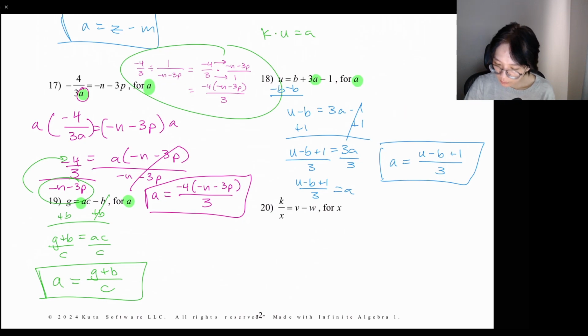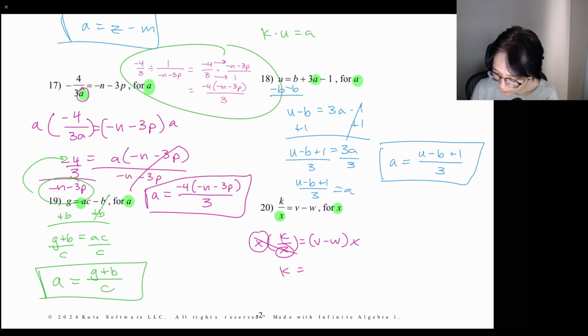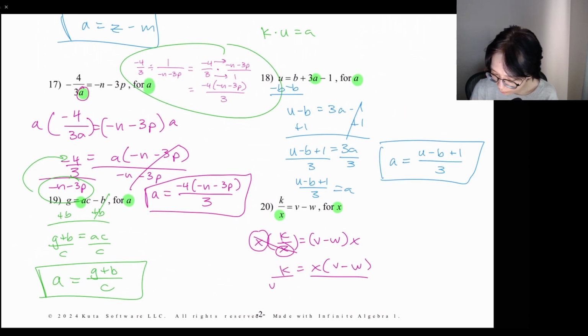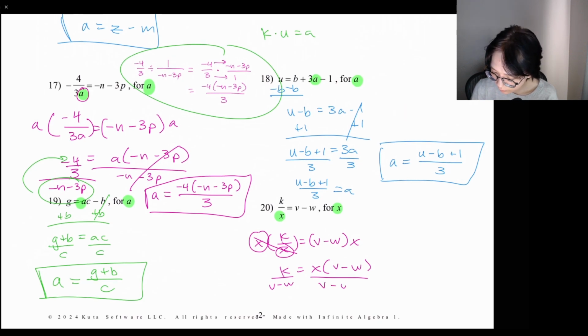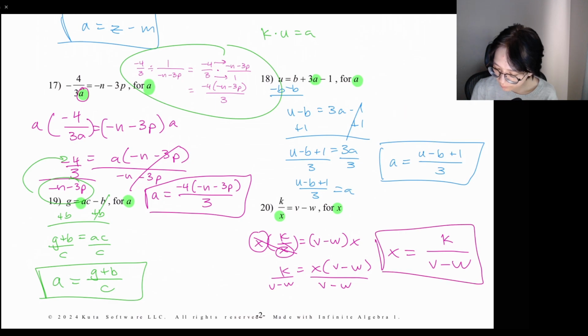20. Last one. We're solving for x. X is in the denominator. Same thing as 17. We want to get it out of the denominator. So we multiply both sides by parentheses times x. One on top, one on bottom, those cancel. K equals x, parentheses V minus W. Divide both sides. That's V, sorry. V minus W. Math convention, x is equal to K divided by V minus W.